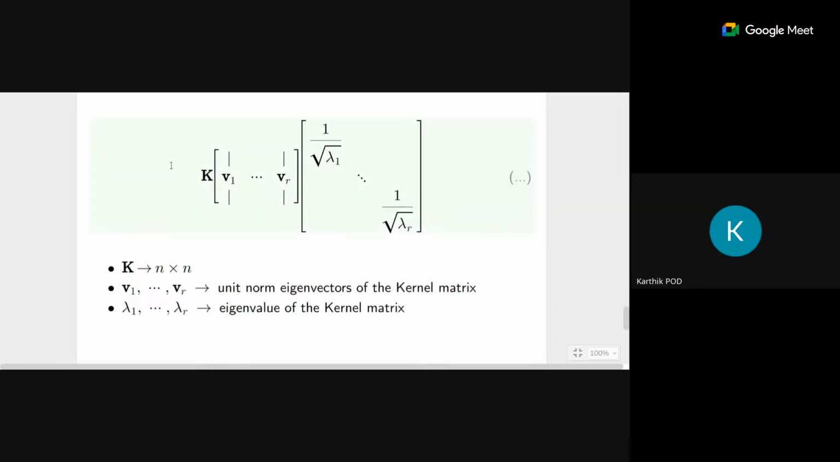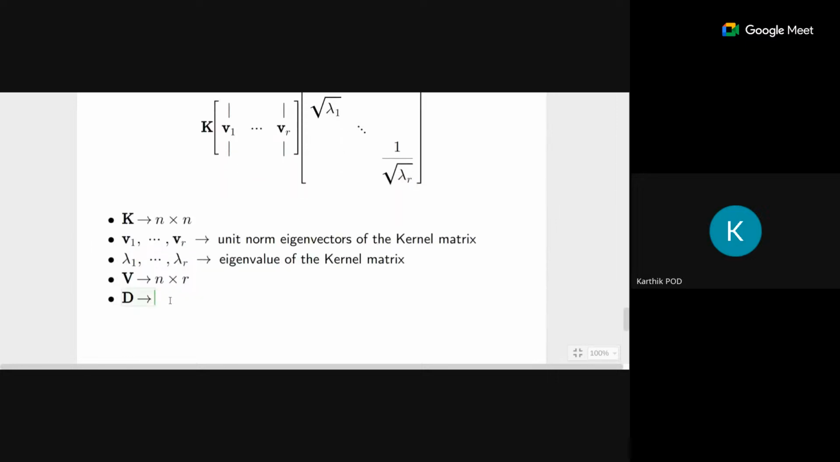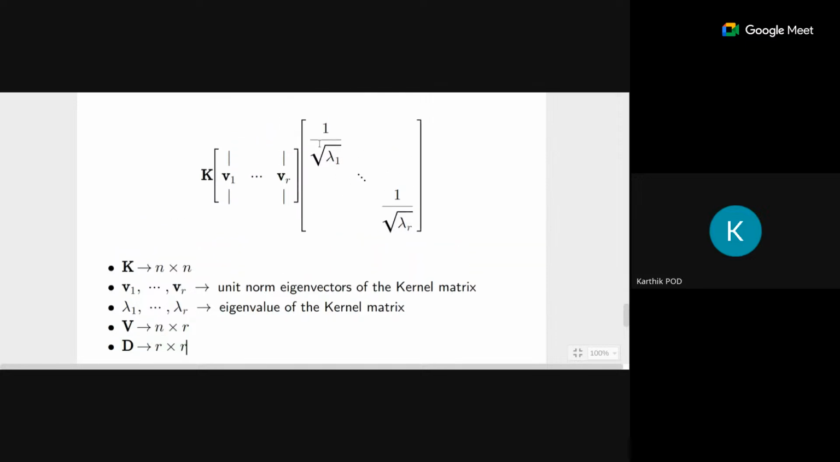So if you multiply these three matrices, this is K. I called this capital V, and that is going to be n cross r, right? You are putting in r column vectors, each of dimension n. The final matrix, I'm calling it D, is a diagonal matrix. So what will be the dimension of that? R cross R, right? That will be just a square matrix with the inverse of the square root of eigenvalues on the diagonal.